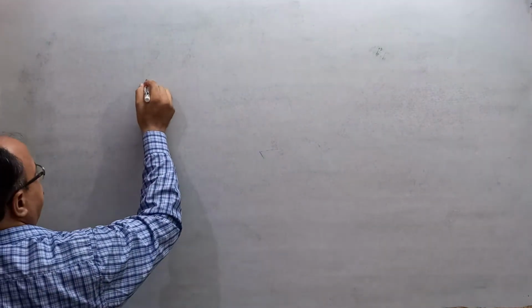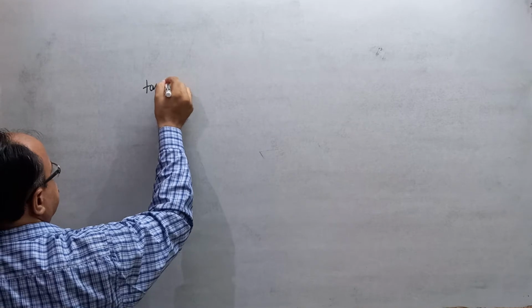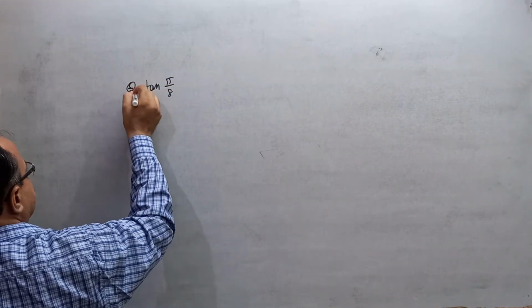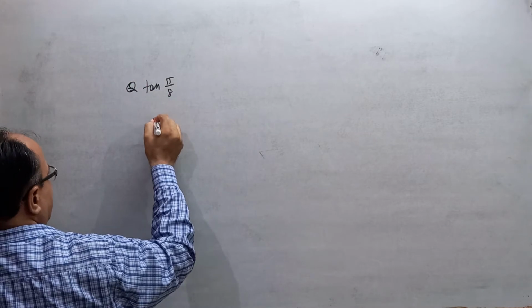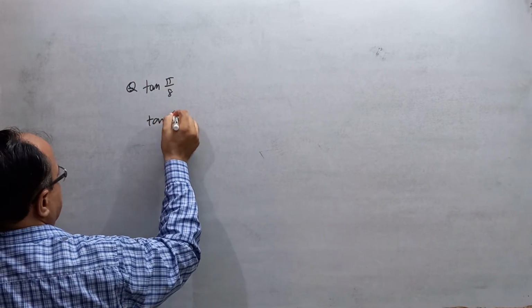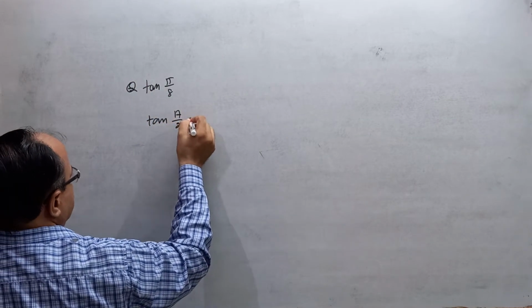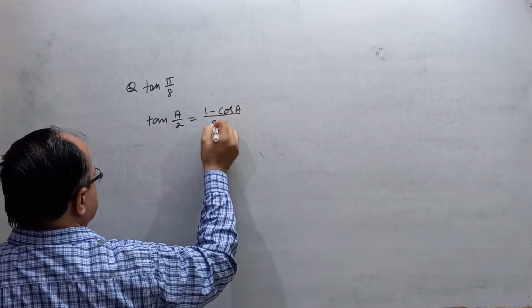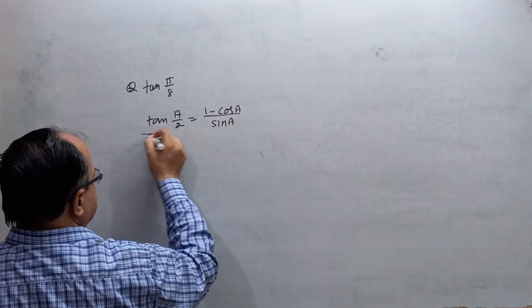Next, find the value of tan pi by 8. Tan pi by 8, this is the question. And the formula, you know, tan a by 2 is equal to (1 minus cos a) upon sin a. This is the formula.